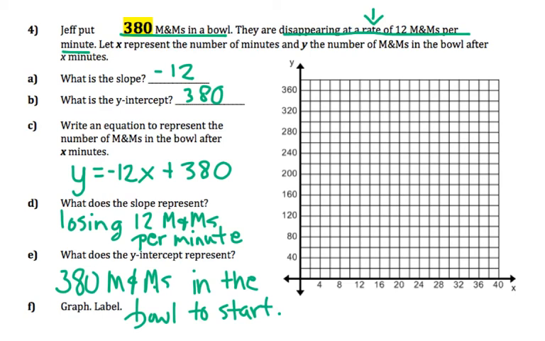Okay, now that we understand what these things are representing, let's go ahead and graph and label, which I prefer to say label then graph, this equation. So remember to label. We're going to look back at our problem above and identify these parts. So x represents the number of minutes. So along the x-axis, number of minutes. I'm going to abbreviate. And the y, we're going to do the number of M&Ms in the bowl. So number of M&Ms.